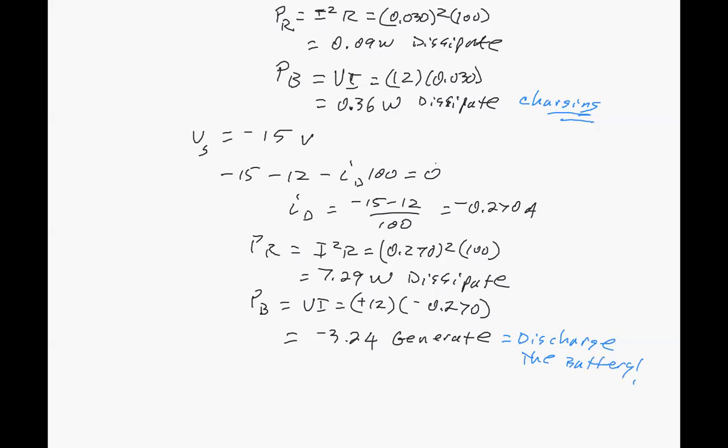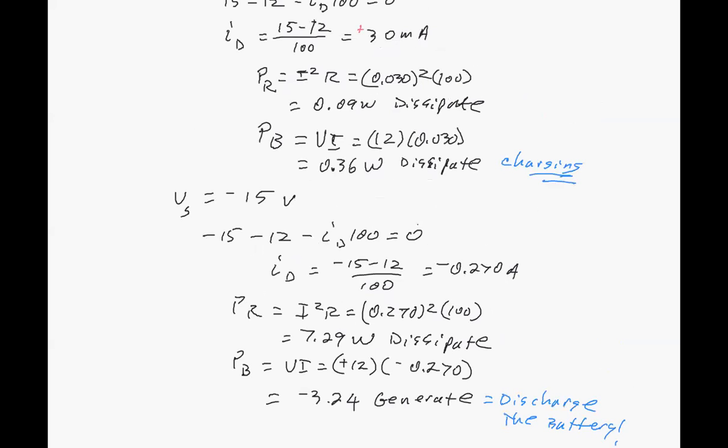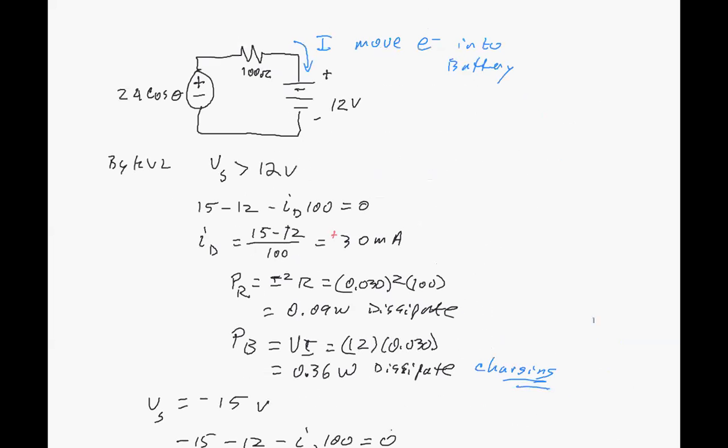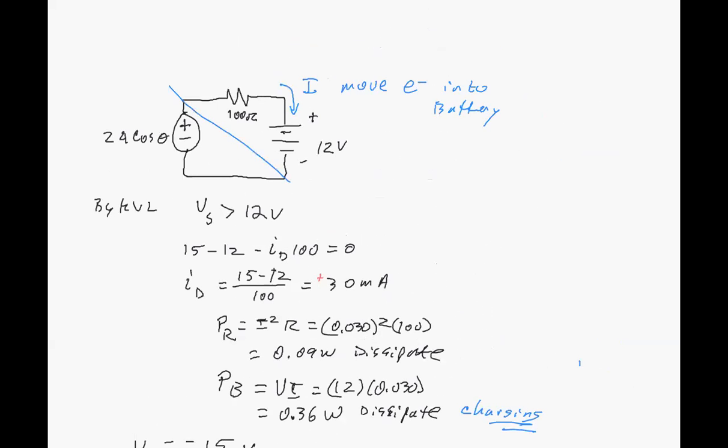That's a bad thing. We're discharging out of the battery 3.24 watts in the worst case. And in the good case, when we were charging it, we were only adding 0.36 watts. So we're obviously going to quickly discharge the battery and get that resistor real hot. And we're not going to charge the battery at all with this circuit. So this is no good. That's a terrible battery charger.